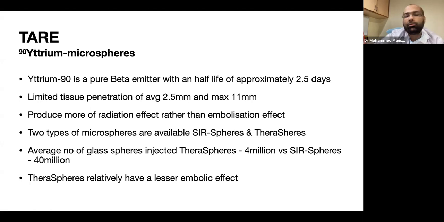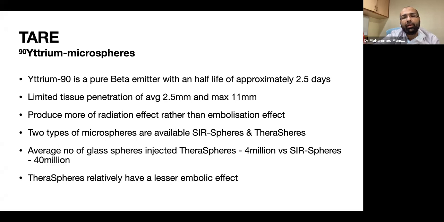Now, let us come to the therapy, which is the most important step in THER, that is the administration of microspheres directly into the feeder arteries. That's the second time when the patient is taken to the cath lab. Some introduction about Utm Microspheres.